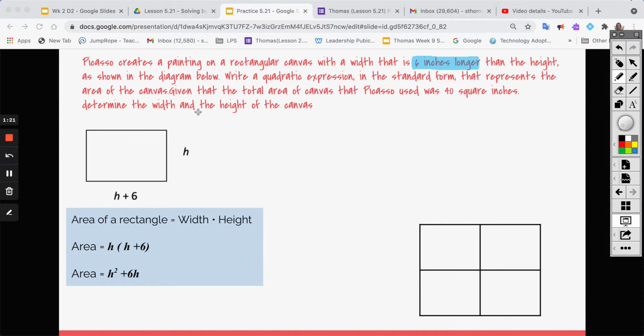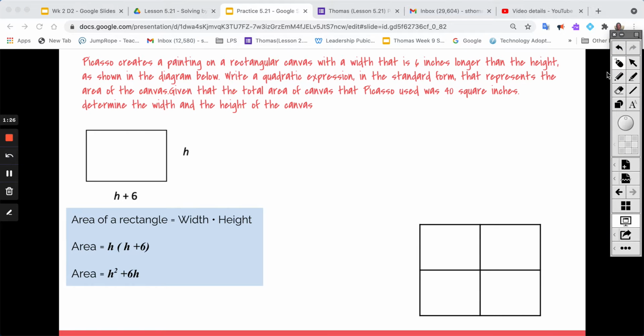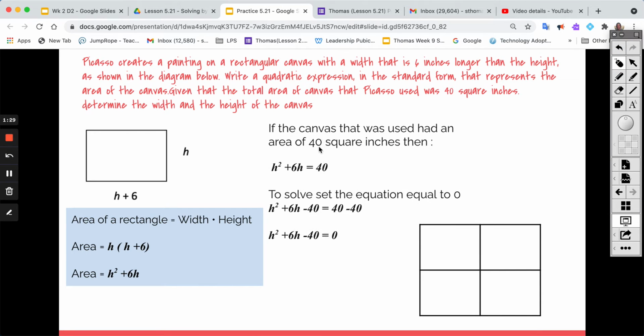Now, he used a total of 40 square inches. So if the canvas that was used had an area of 40 square inches, then we know the area is equal to 40 square inches. And since the expression h squared plus 6h gives us the area of the canvas, it's going to be equal to 40. To find the height and the width, we have to set our equation equal to 0, which means we're going to subtract 40 from both sides. So in standard form, this is now our equation.